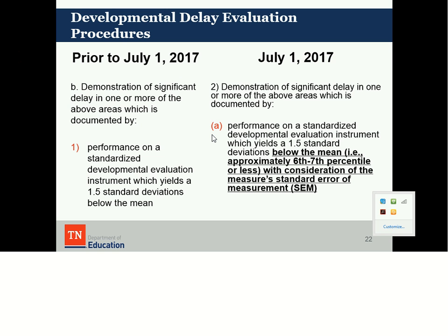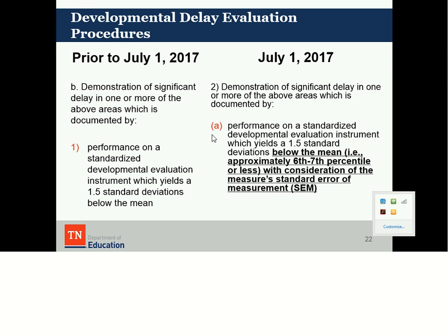When we're talking about the areas of delay, so one of those 5 areas, previously and currently, in order to show a delay, you have to have at least 2 areas that are 1.5 standard deviations below the mean, or 1 area that's 2 standard deviations below the mean. So we're going to focus on the first one. So it's 2 areas that are 1.5 standard deviations from the mean. And the language that was added includes information about where that falls in regards to percentiles, and that was added just for reference sake for those who might not be familiar with standard deviations.